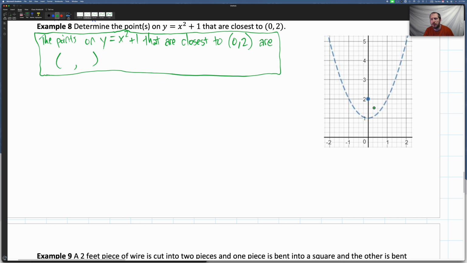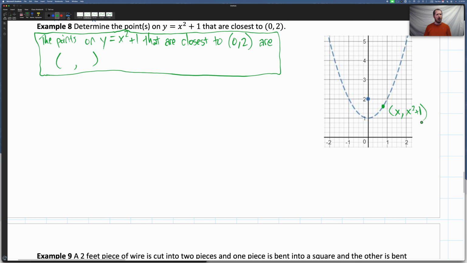Looking at the graph they give us, we've got our function y equals x squared plus 1, and we've got our point (0, 2). We're looking for some point, I'm just going to draw an arbitrary point over here, that is closest to (0, 2). I don't know where it's going to be, somewhere over here. That point is going to be coordinates x, and the y value is x squared plus 1. Whatever those x values are, it's got to follow that pattern.